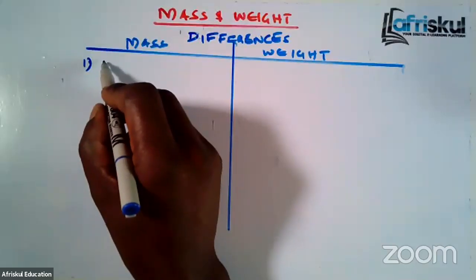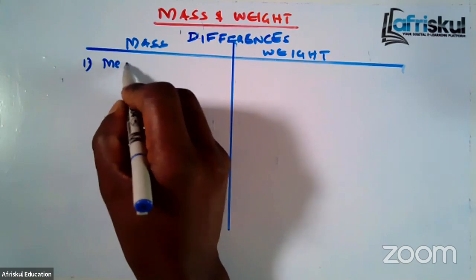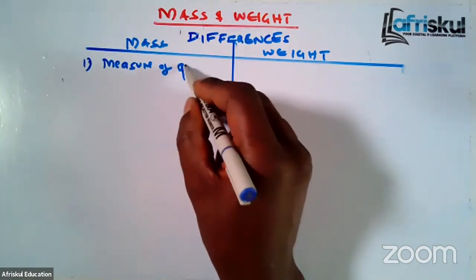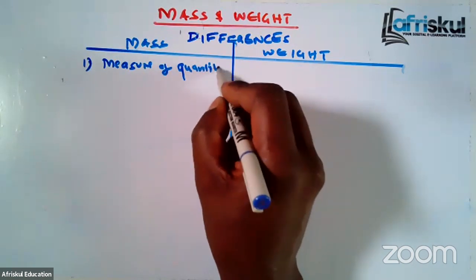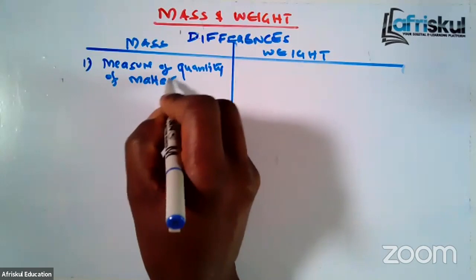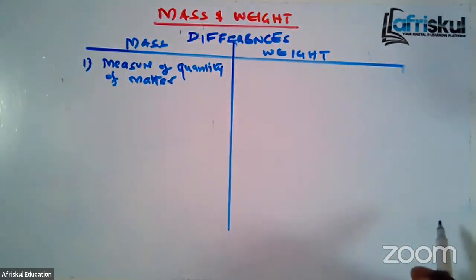Mass is described as a measure of quantity of matter. In short, you are asking how many particles are there in a particular substance. So when you're talking of measure of quantity of matter, now you're talking about mass.